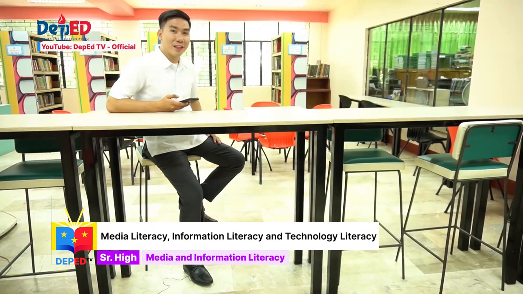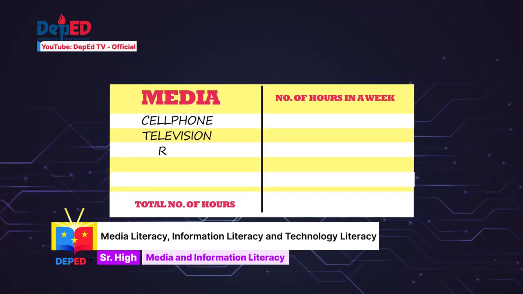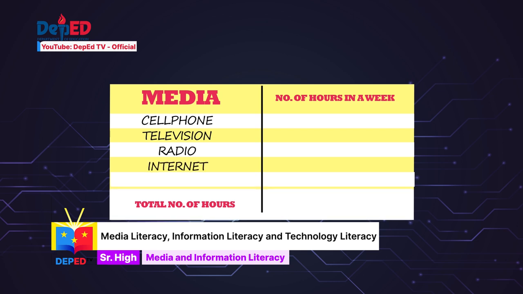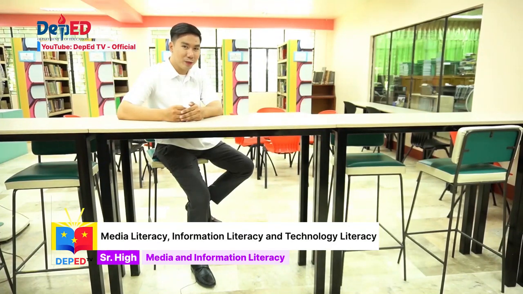Before we check your answers, let me show you the result of my media use log. I am using my cell phone, television, the radio, the internet, and books daily. And on a weekly average, I am spending 8 hours using my phone, 7 hours watching movies on TV, 5 hours listening to the news on the radio, 20 hours browsing the internet for work, and 3 hours in reading books. That is a total average of 43 hours. How about you? How much time do you spend using media?